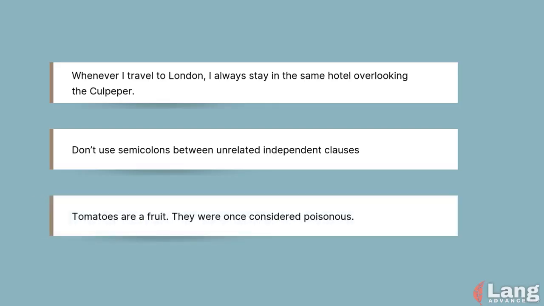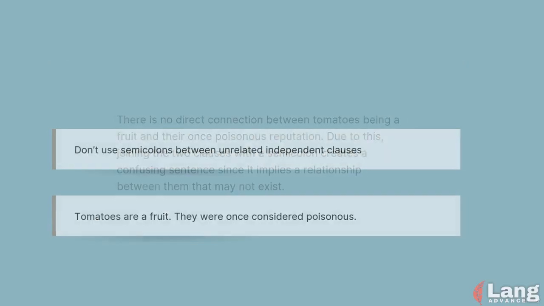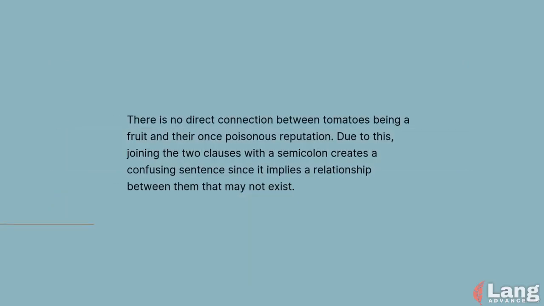Tomatoes are fruit. They were once considered poisonous. There is no direct connection between tomatoes being a fruit and their once poisonous reputation. Due to this, joining the two clauses with a semicolon creates a confusing sentence, since it implies a relationship between them. They may not exist.